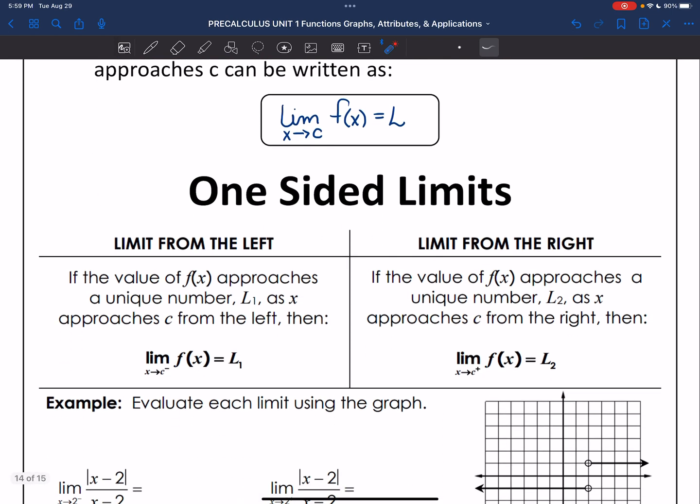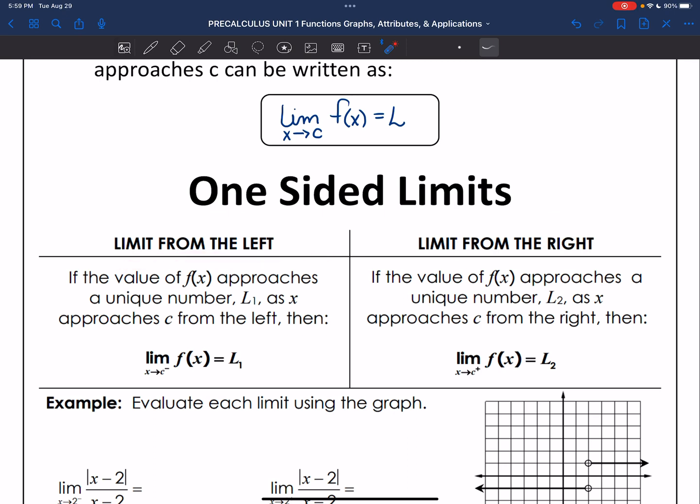So one-sided limits, that's what we are really focusing on here in our lesson. You could have a limit from either the left side or the right side. Those are the two sides that we're dealing with here. So let's begin with talking about the left side.